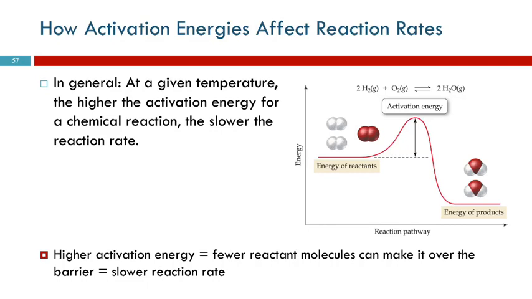At a given temperature, the higher the activation energy, the slower the reaction. Because high activation energy means fewer reactant molecules can make it over the barrier, so you get a slower reaction.